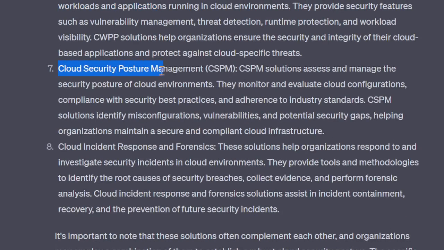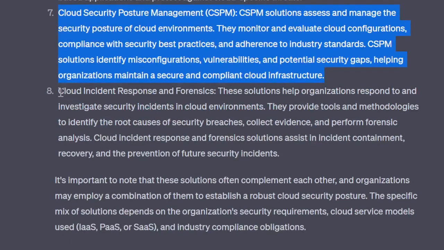So, cloud security posture management, CSPM solutions assess and manage the security posture of cloud environments. They monitor and evaluate cloud configuration, compliance and security best practices, and adherence to industry standards. These solutions identify misconfigurations, vulnerabilities, and potential security gaps, helping organizations maintain a secure and compliant cloud infrastructure.